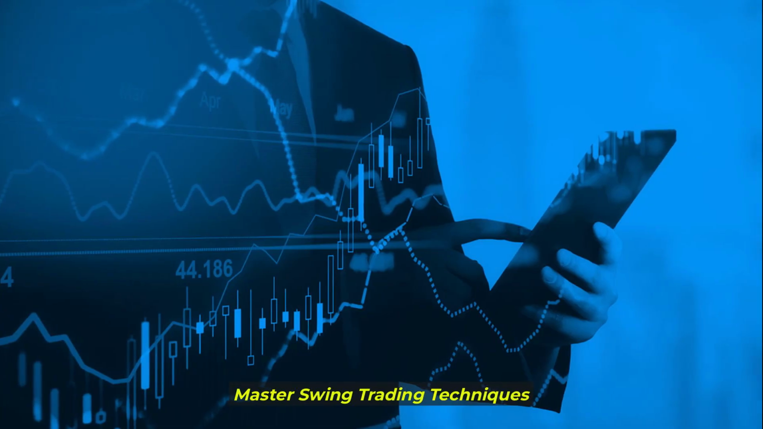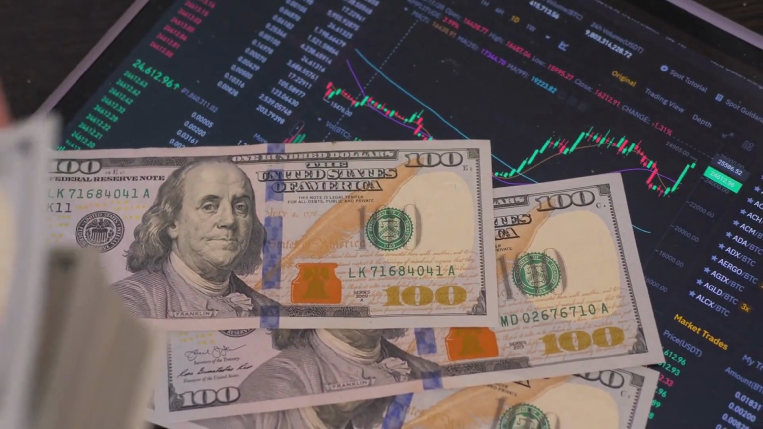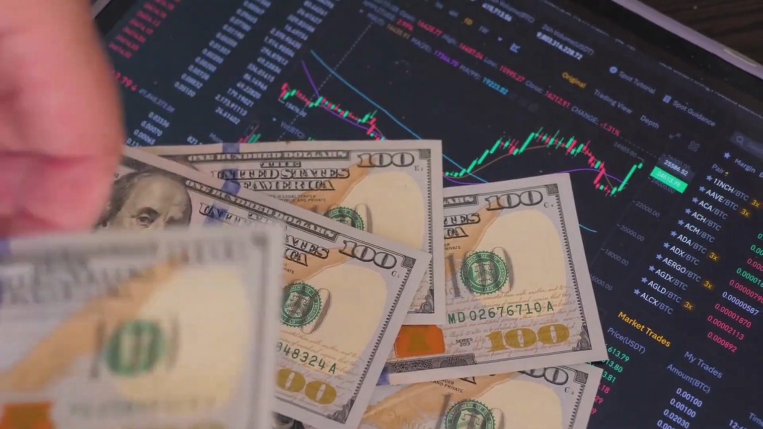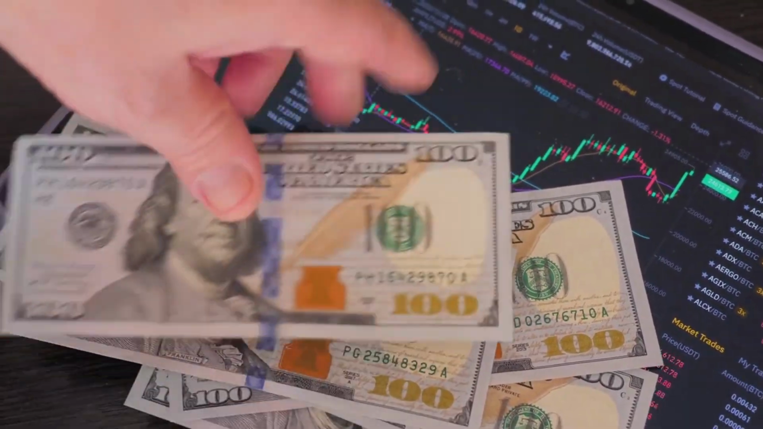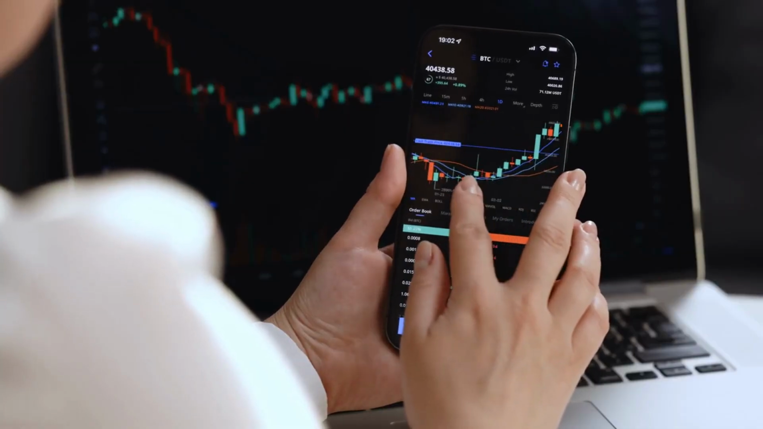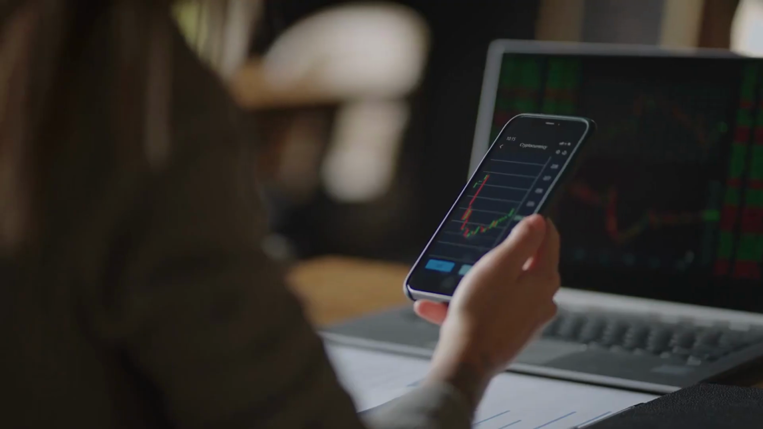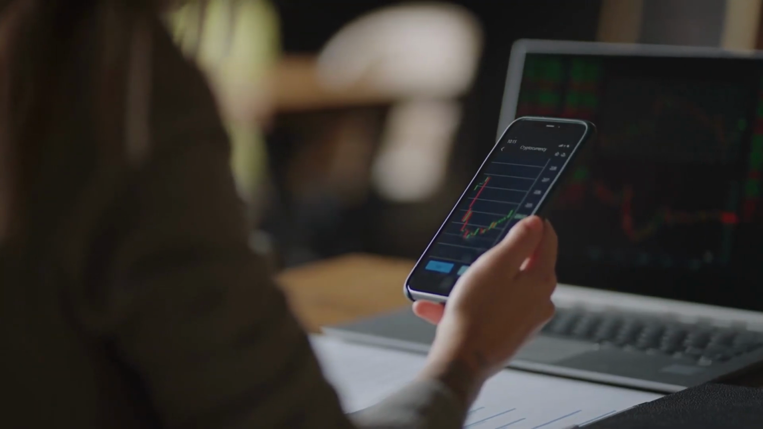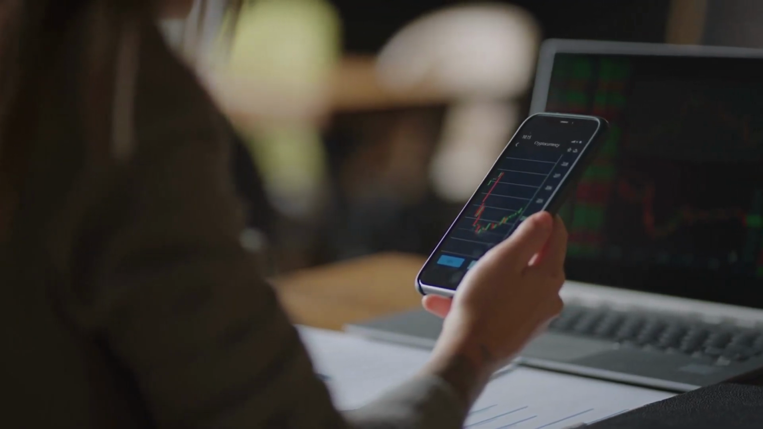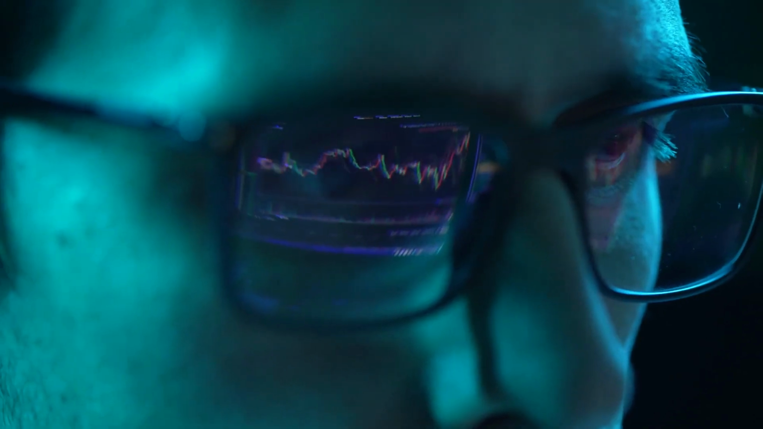Master swing trading techniques. Swing trading involves holding stocks for days to weeks, capturing short-term price movements. Apps provide real-time charts and technical indicators essential for swing trading success. Learn to read candlestick patterns, moving averages, and support/resistance levels. Look for stocks with high trading volume and volatility.